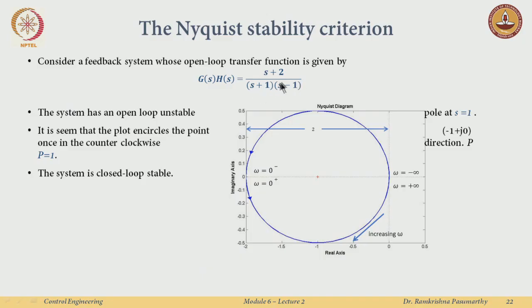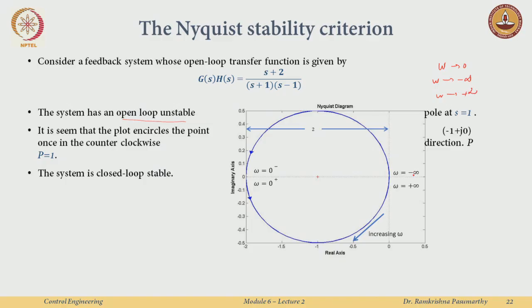Okay, now look at this example, s plus 2, s plus 1, s minus 1. The open loop system is unstable. So this is an interesting case now. Now I just draw the Nyquist plot, I just look at what happens at omega is 0, omega is minus infinity, omega at plus infinity, and I just plot this.